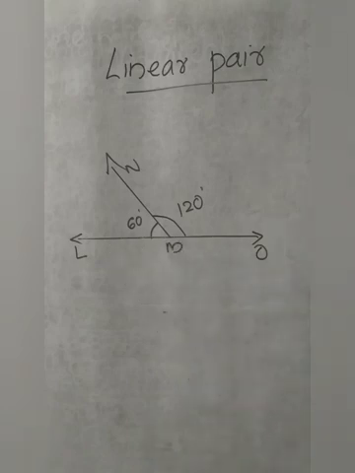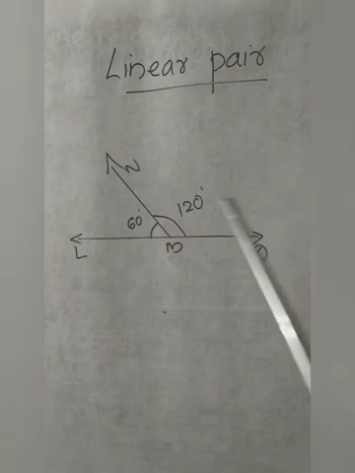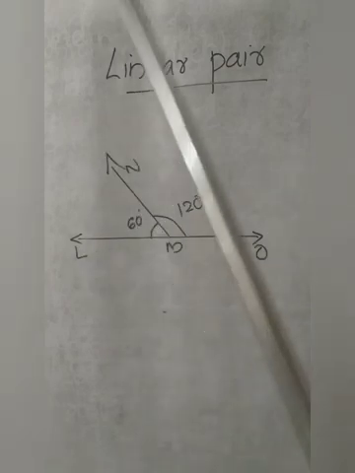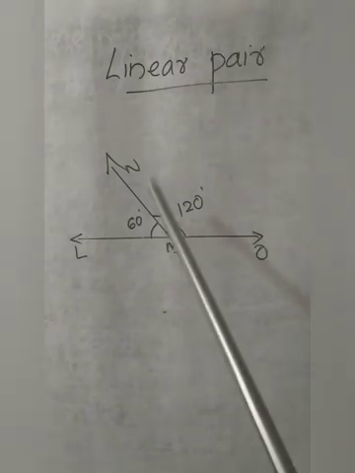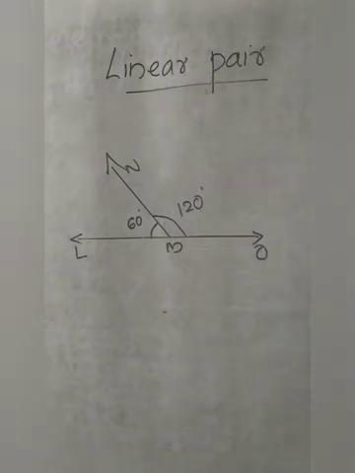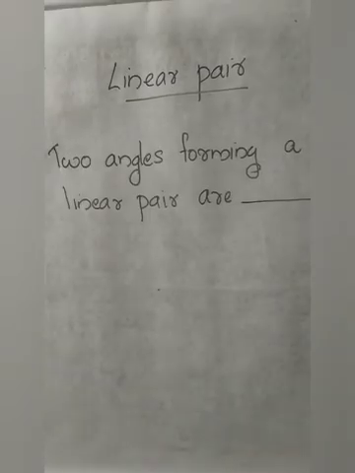So in order to check whether a given pair is a linear pair, you need to check only the sum of the given two angles. If the sum is 180 degrees, then we can say that the two angles are a linear pair. That means LMN and OMN are a linear pair. So you know what a linear pair is.